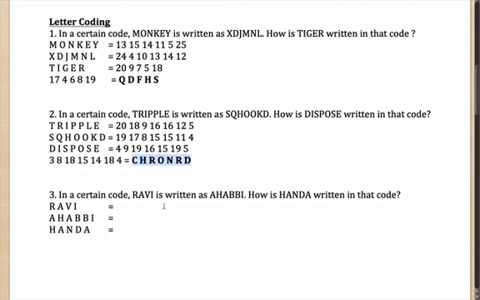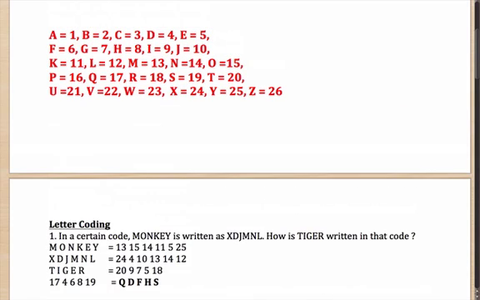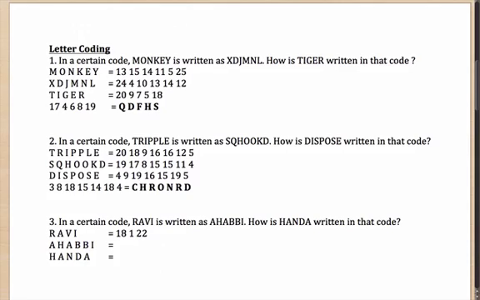Let us look at one more, a little more personal, I can say. Ravi is coded as AHABBI. Okay, so Ravi is 18, 1. How much is V? V is, I can see from here, 22. I again is 9. What is AHABBI? A is 1, H is 8, A is 1, B is B, B is B, and this is 9. As you can see the pattern here, all that has happened is that the 2-digit numbers have split into 2, and that is what you need to do.